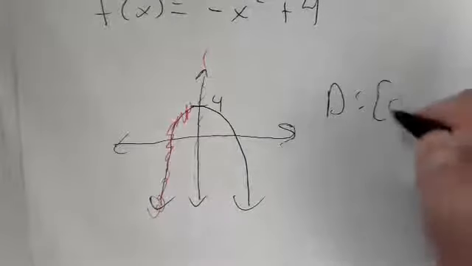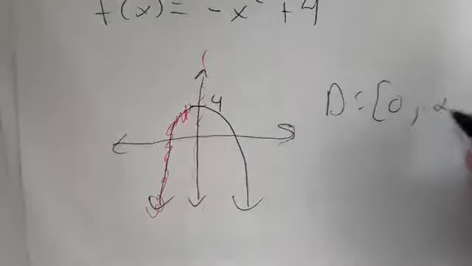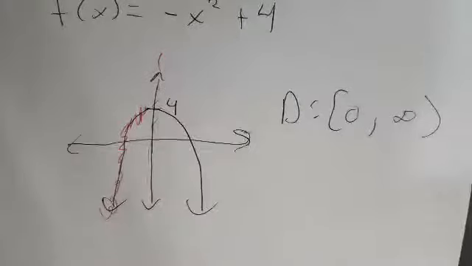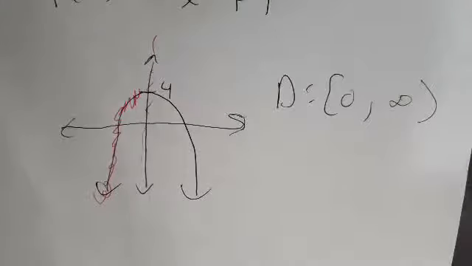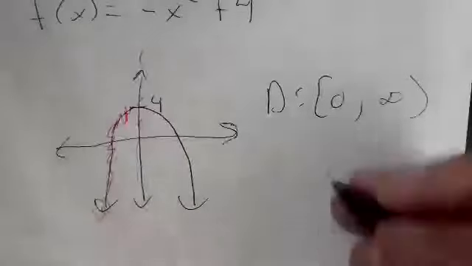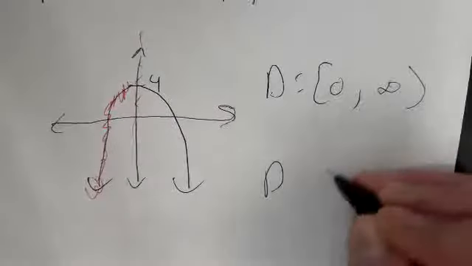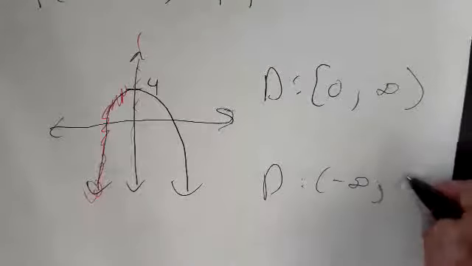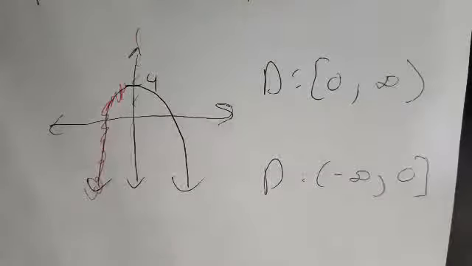And so our domain is going from 0 to infinity. And it even says answers may vary. You could have gone the other side. Another option is to cut it the other way and take off the right half, maybe minus infinity up to 0.